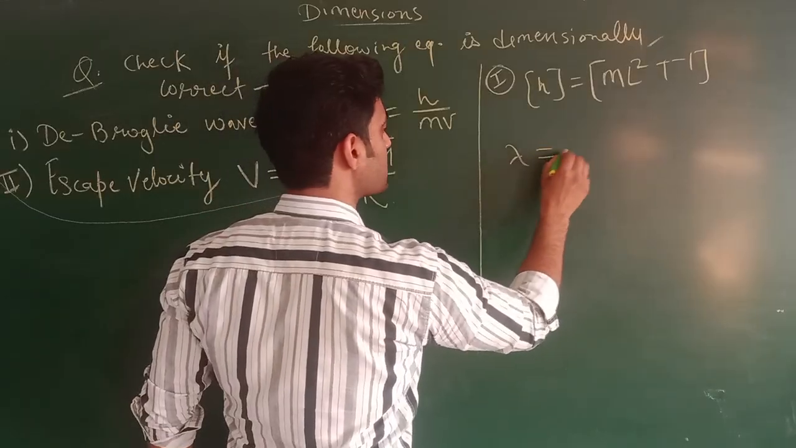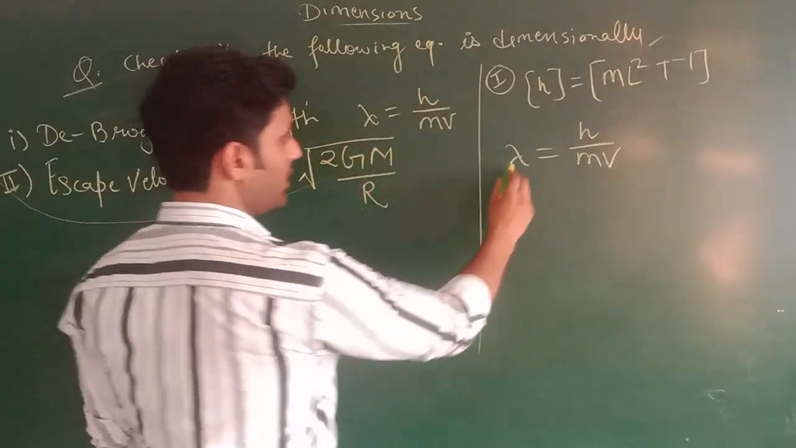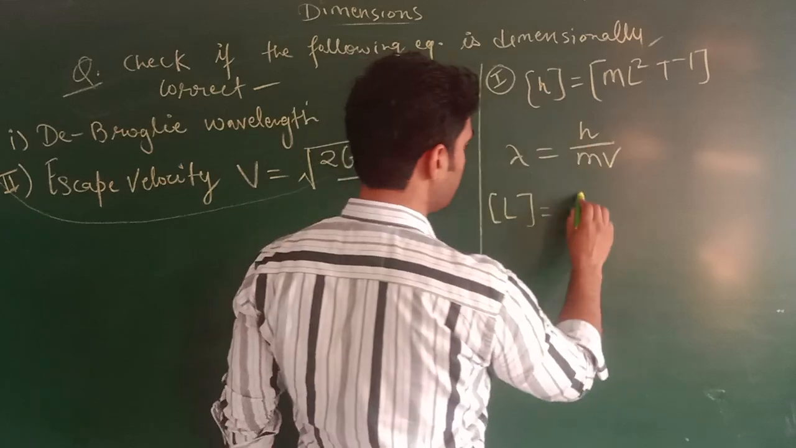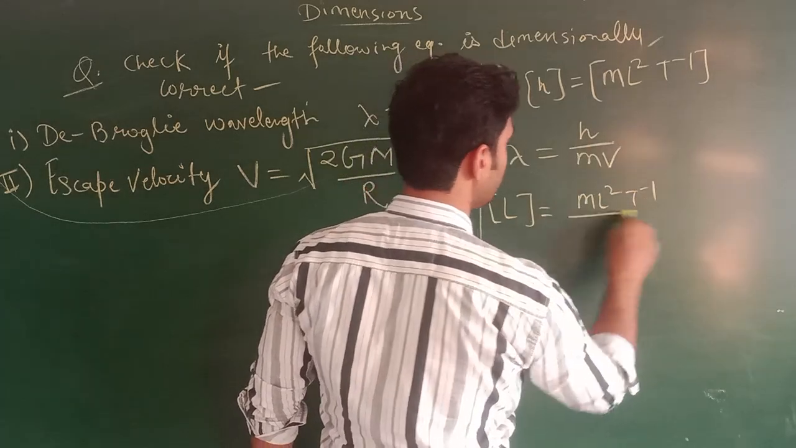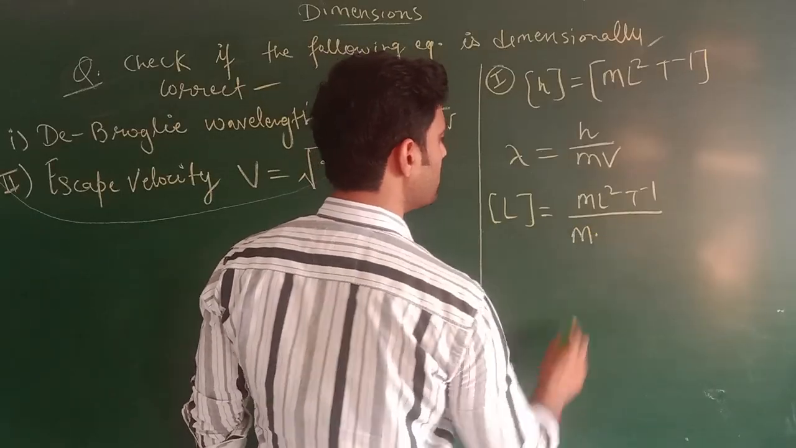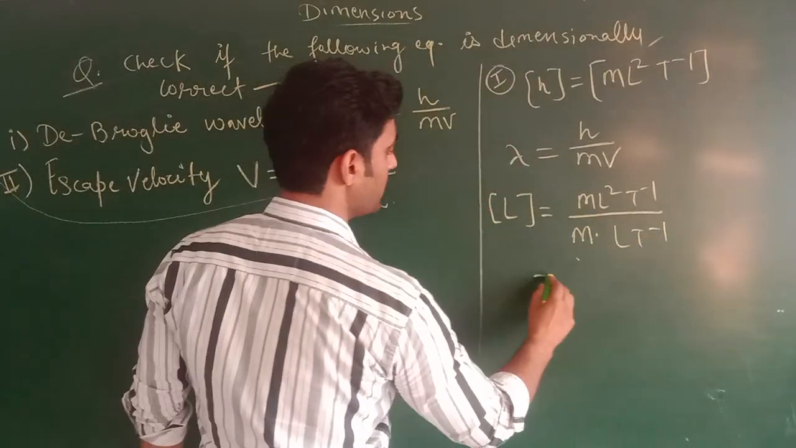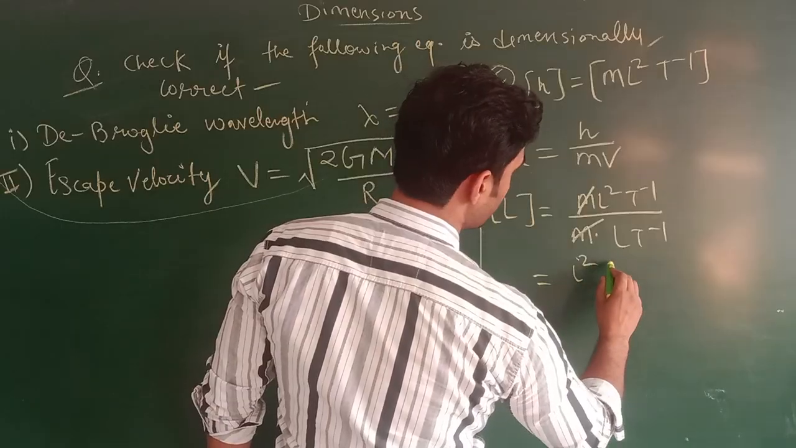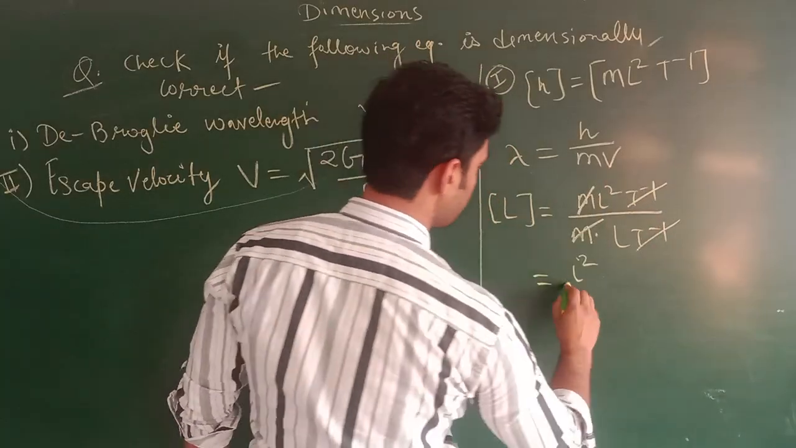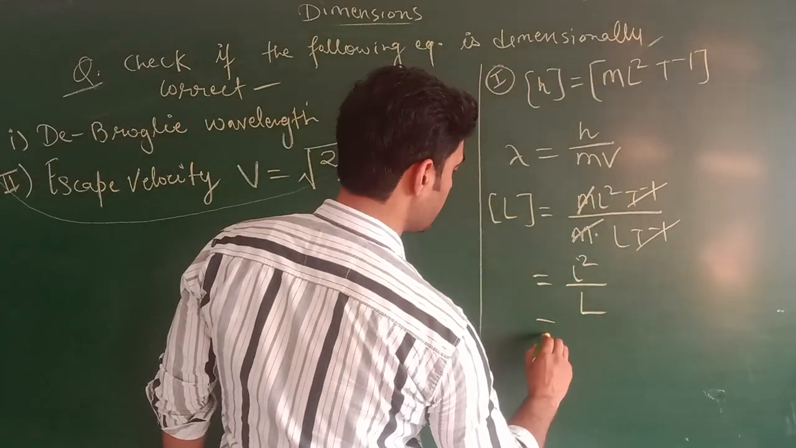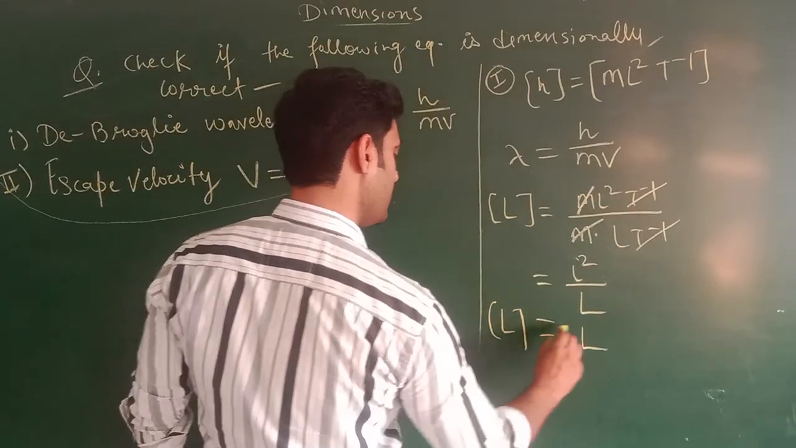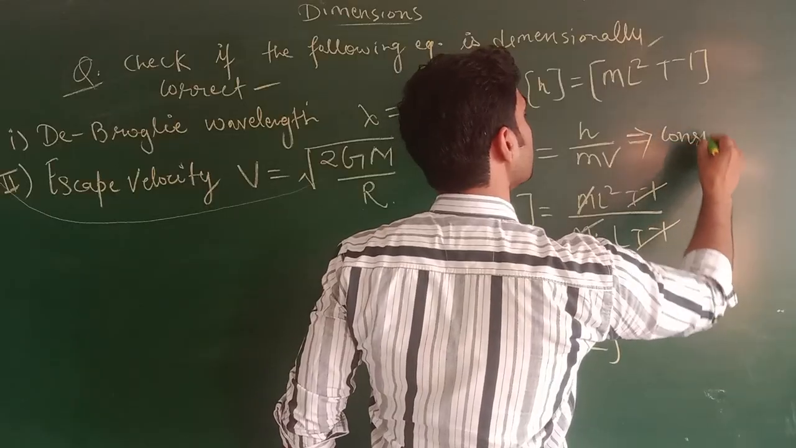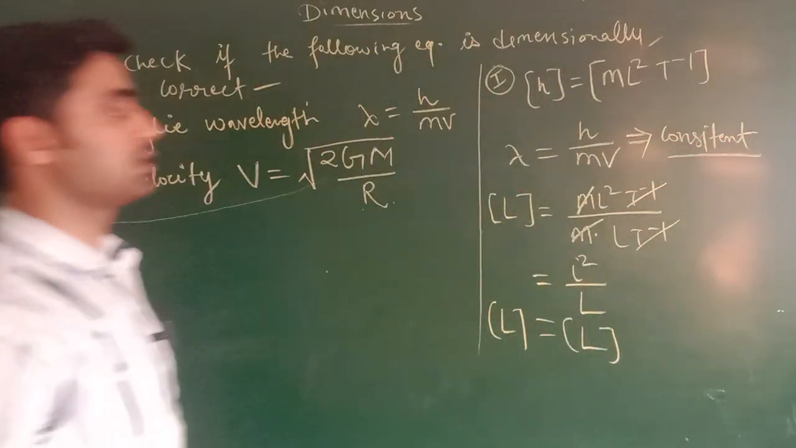Now, lambda equals h upon mv. Lambda is the wavelength, so the dimensional formula is L. The dimensional formula of Planck's constant is ML^2T^-1, divided by mass into velocity, LT^-1. Solve it. So M to M cancels. L to the power 2, T to the power minus 1 and T to the power minus 1 again cancel, divided by L to the power 2 by L. So this becomes L. So the given equation is consistent. This equation is consistent.